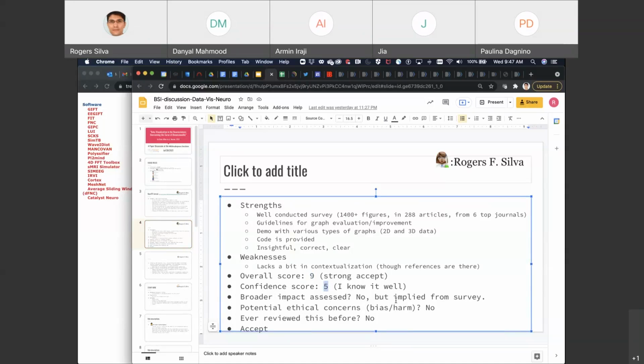I don't think that they discuss the broader impact, but it's implied in the way that they present the different guidelines and the limitations in the survey that they did, especially. They're not explicitly talking about changing the field, but I think it's important and implied from the survey that it was bound to have an impact. No discussion of bias and harm. I don't think it's a concern there. And overall, I gave it an accept as a reviewer.